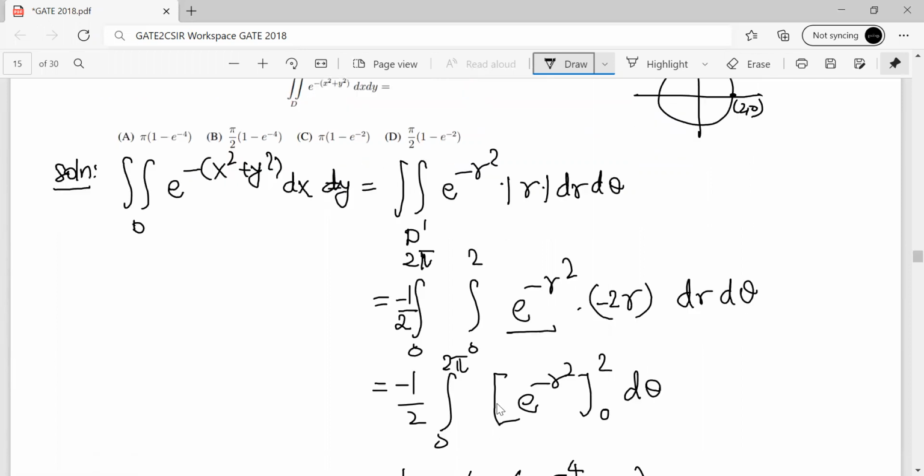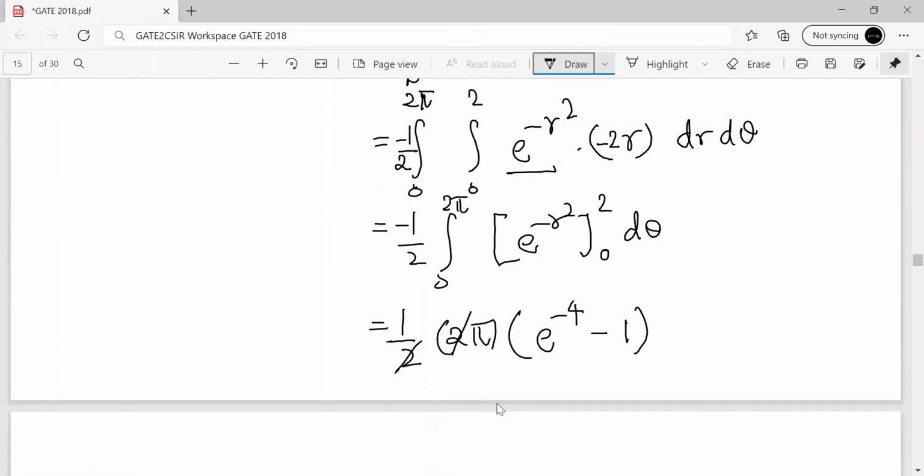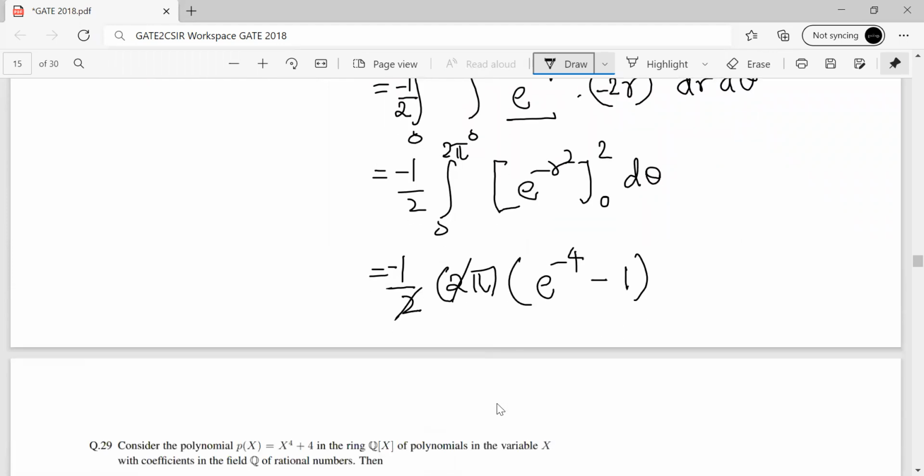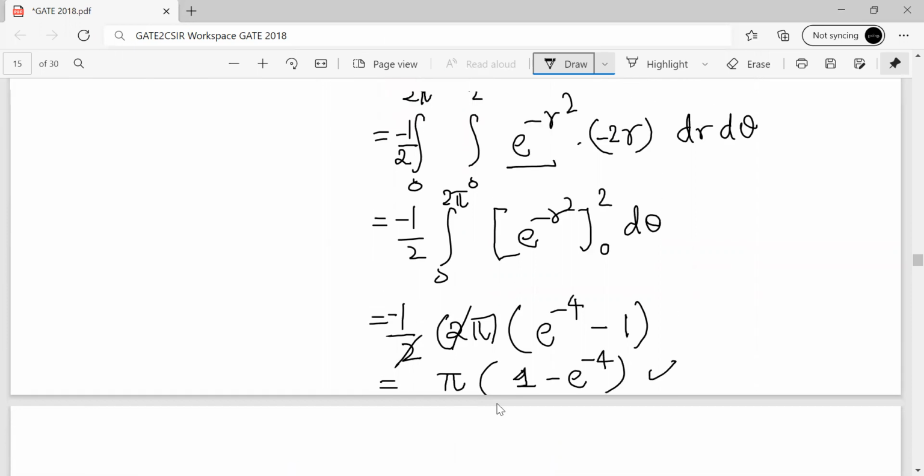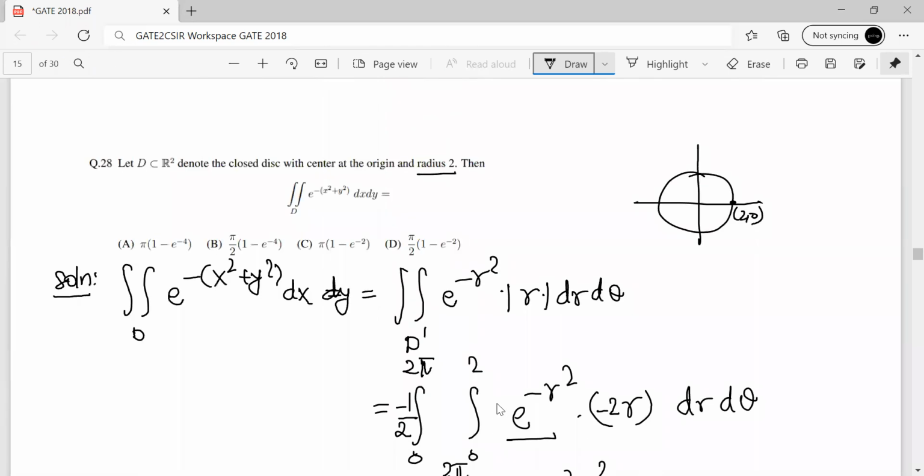None of the options are correct. Why? Just a moment. Yeah, I'm sorry, I forgot this minus. Because of this minus, this will make it pi times 1 minus e power minus 4. I'm taking minus common from this minus, and it will give me this. So I got pi times 1 minus e power minus 4. So option A is correct. For question 28, option A is correct.